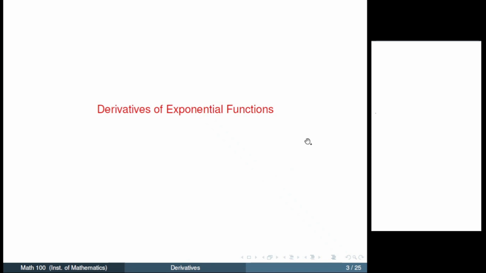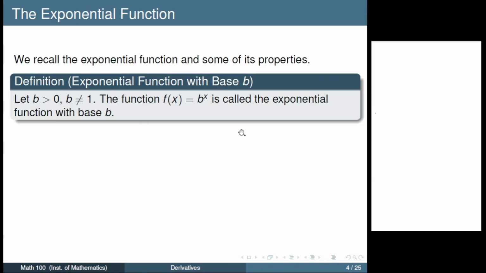So, dumako na tayo sa ating first agenda for today, which is the derivatives of exponential functions. But i-recall muna natin kung ano ang exponential function. Recall from your prerequisite courses that the exponential function is just the inverse of the logarithmic function. And ganito ang form ng ating exponential function. So we have the base b, which should be greater than 0 and b not equal to 1. Then your function f of x equals b to the power of x is called the exponential function.